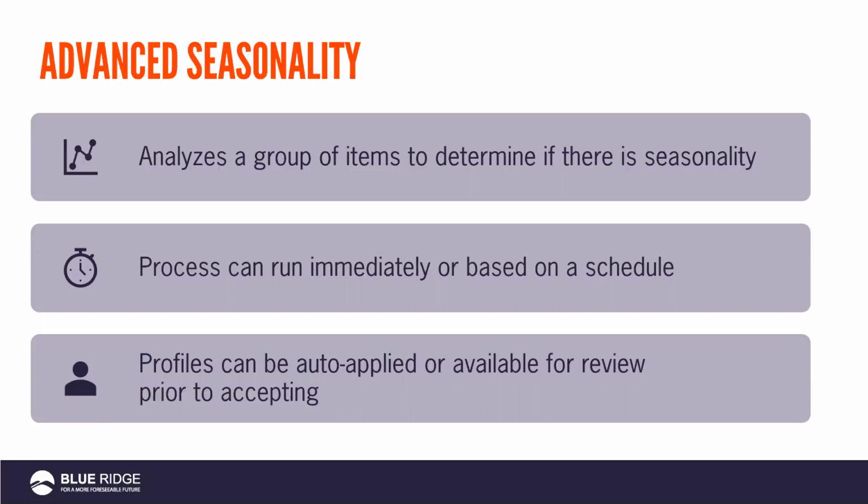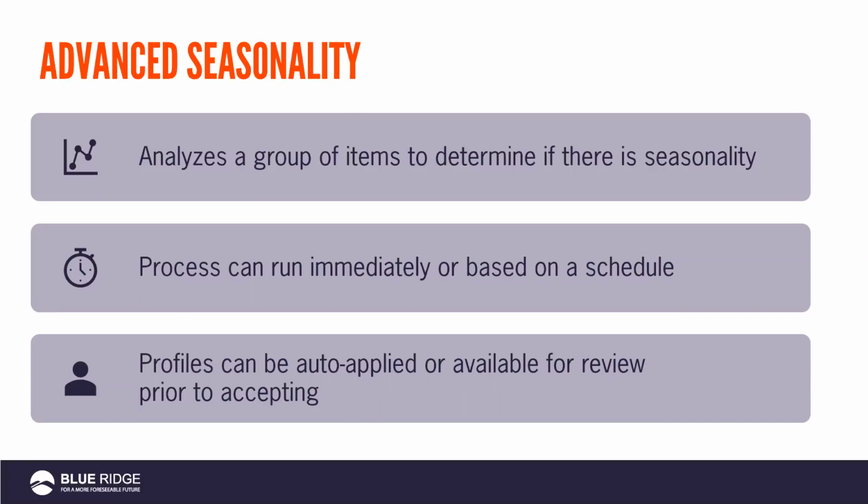And also, when running the advanced seasonality process, you can have the system automatically apply profiles to your items, or you can opt to review those profiles first before accepting and applying them to your items. My best practice to you is when you first start running this process, I recommend you don't automatically apply the profiles. It's best to spend some time looking at the results, asking questions, right, if those results don't make sense, really becoming more comfortable with the results before you have the system automatically doing anything.